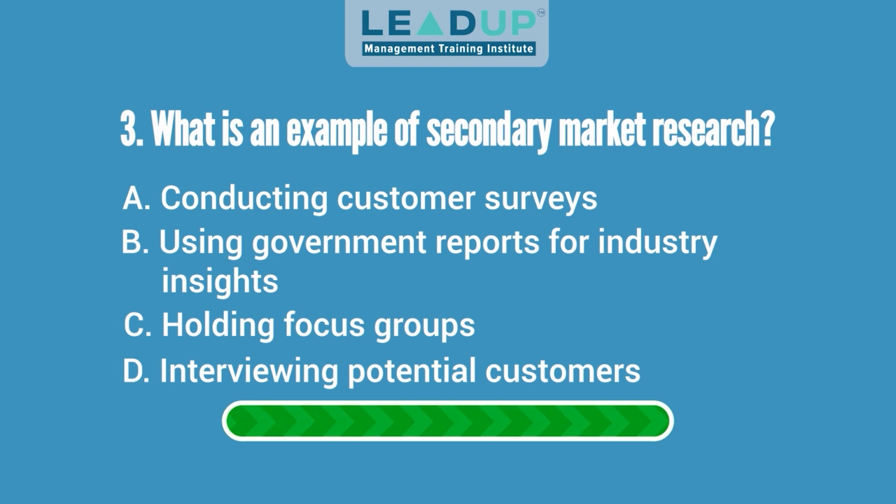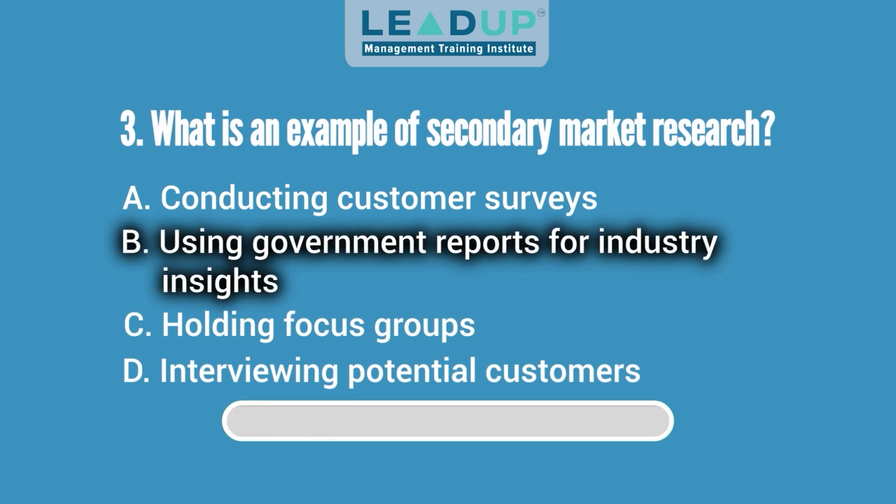Question 3. What is an example of secondary market research? A. Conducting customer surveys. B. Using government reports for industry insights. C. Holding focus groups. And D. Interviewing potential customers. Answer: using government reports for industry insights.